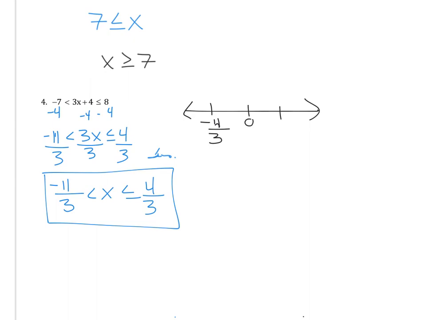0, and positive 4 over 3. And then when you're doing your marks, the negative 11 over 3 is going to get a parenthesis, and the 4 over 3 is going to get a bracket, and I'm going to shade right in between those two. My interval notation answer is going to look like this, negative 11 over 3, comma, 4 over 3 with a bracket.